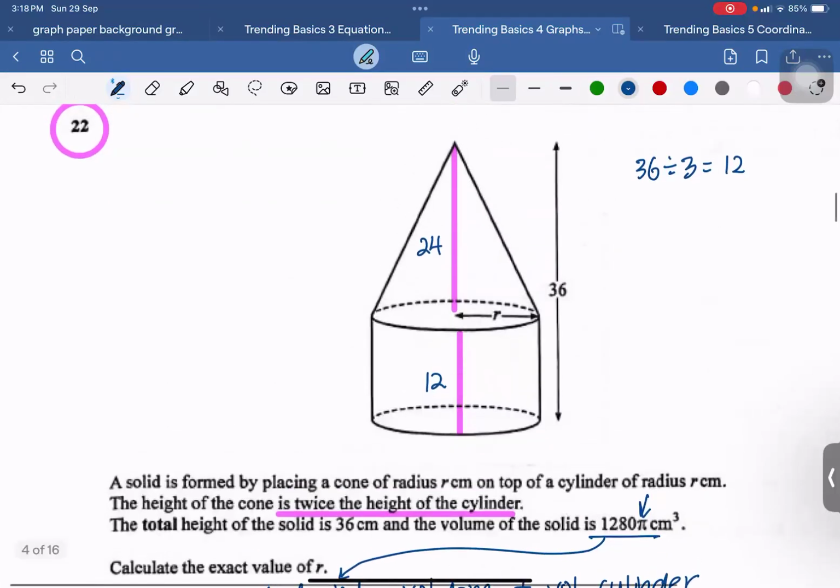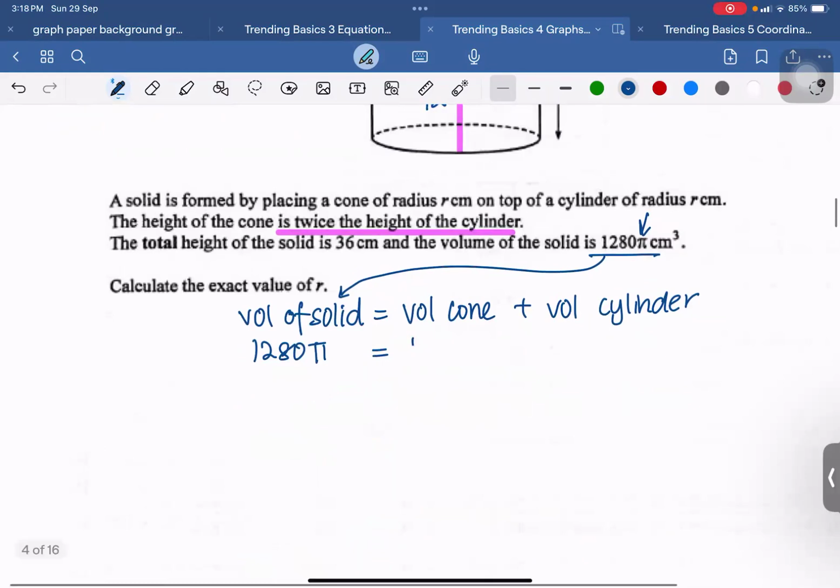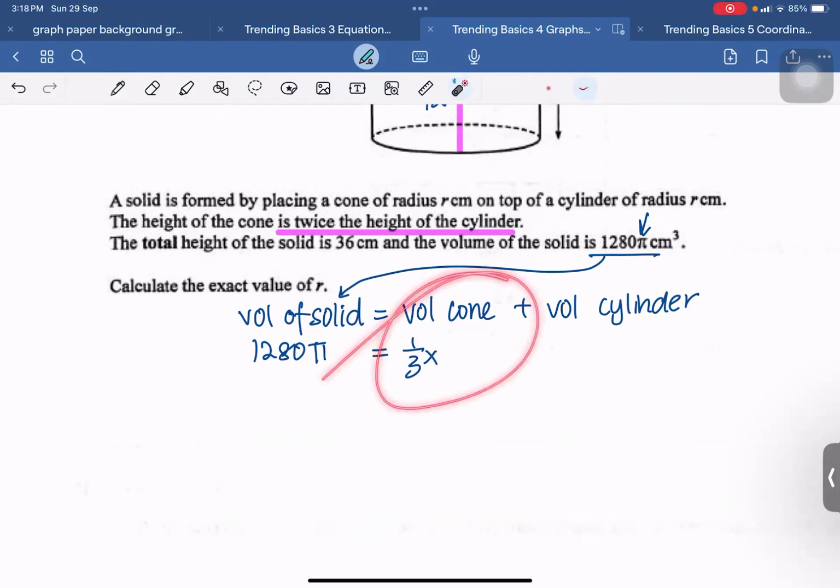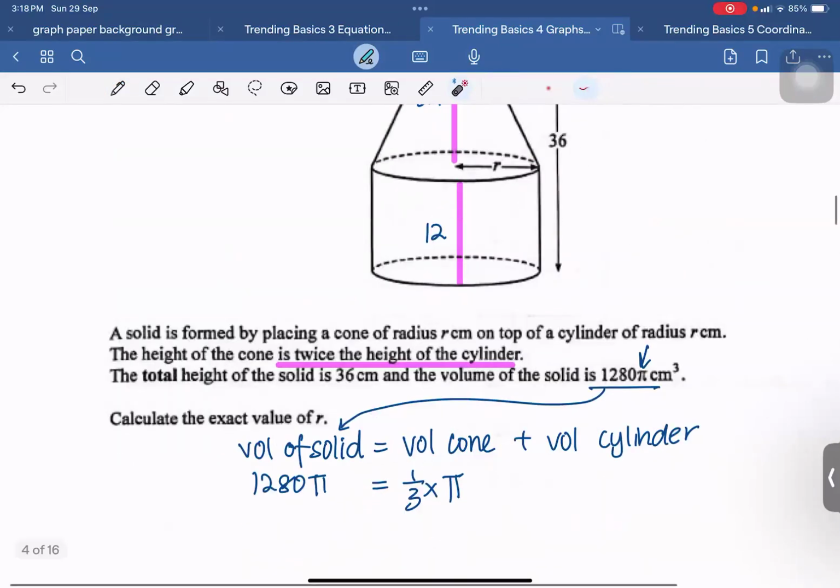Anything sharp must have one of the fraction. What fraction? 1/3. Yes. 1/3 times base area times height. This formula is given in the formula sheet. So pi r square, I do not know the r, I'm going to leave it as r square, times the height, which is 24.